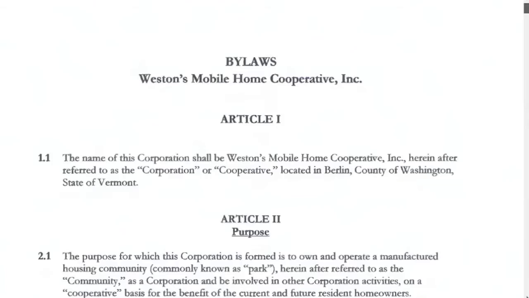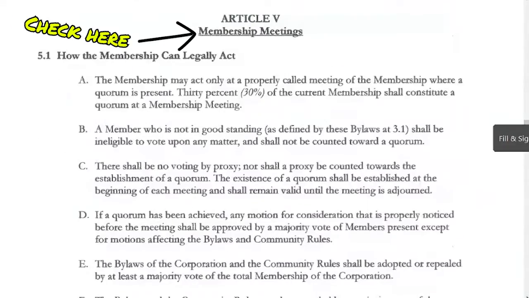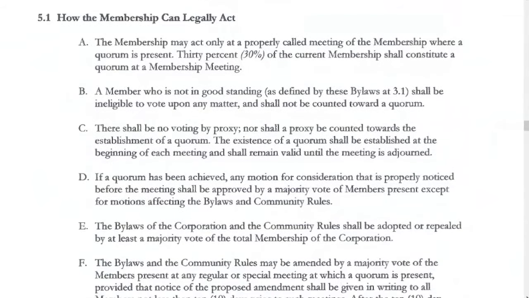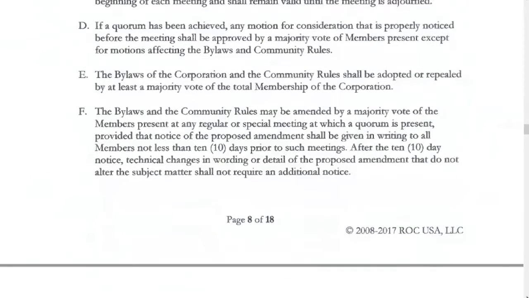If your board or community members want to amend the bylaws or community rules, the first place to look is at your community's bylaws. Typically, this information can be found under the membership meetings article, which guides how the membership of your ROC can legally act. This section of the bylaws does things like establish the number of members needed for a quorum at a meeting to do business, how members can vote and who is eligible, and how to go about altering these documents.